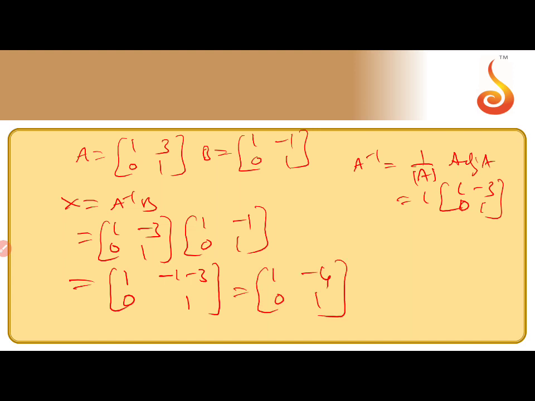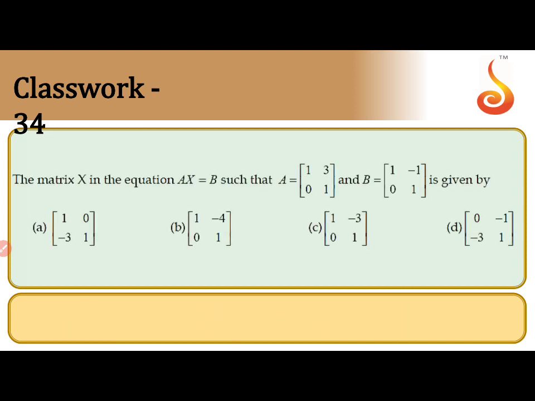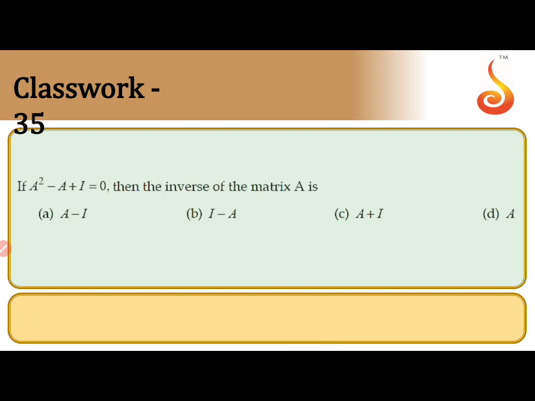This is the only answer here. So the answer is 1 minus 4, 0, 1. Check the options, which option is matching with this one. So option B is matching. 1 minus 4 only, minus 4 comes in option B. Clear now? Next question.